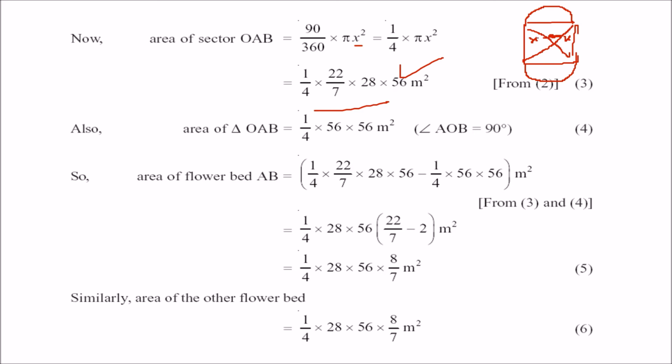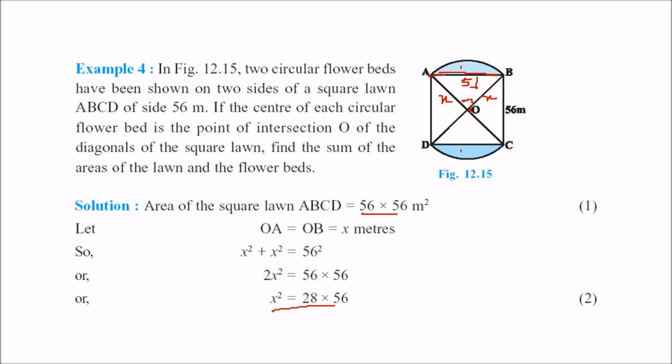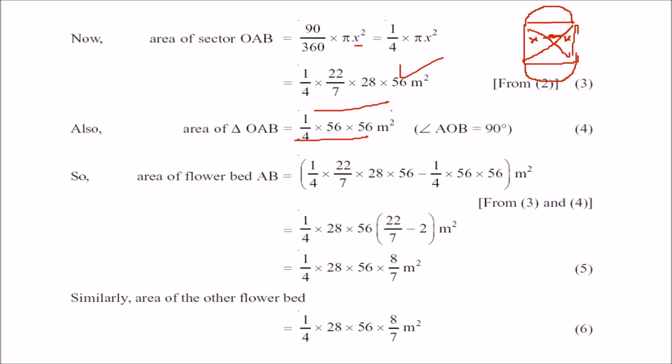Now area of triangle OAB is what? See, OAB is 1/4 of this complete area. So 56 into 56 by 4. So this is 1/4 of 56 into 56. What will be the area of the flower bed? Compute all these and then subtract the area of triangle OAB. Right? This is what is being done. This is how we get the area of the flower bed.